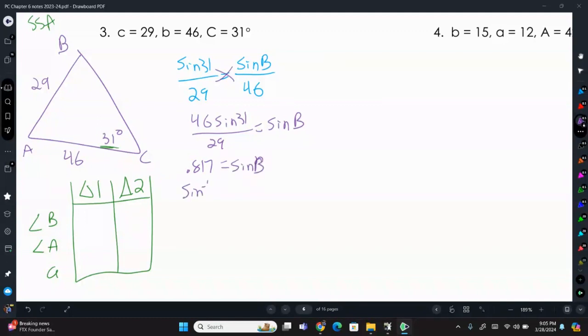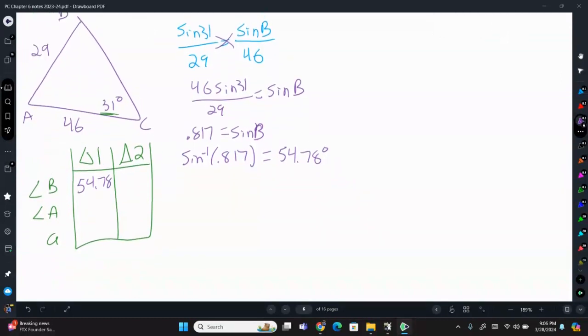So then the inverse sine of 0.817 is 54.78 degrees. So now for triangle 2, I'm going to do 180 minus 54.78 degrees. That's 125.22.